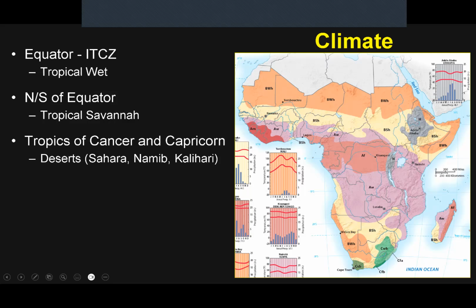Then as you get just a little bit further out, you start drying out. So around the Tropic of Cancer and Capricorn, you see these dry steppes as well as deserts, such as the Sahara. Down here in the south, the Namib Desert, the Kalahari Desert, and those steppe climates.